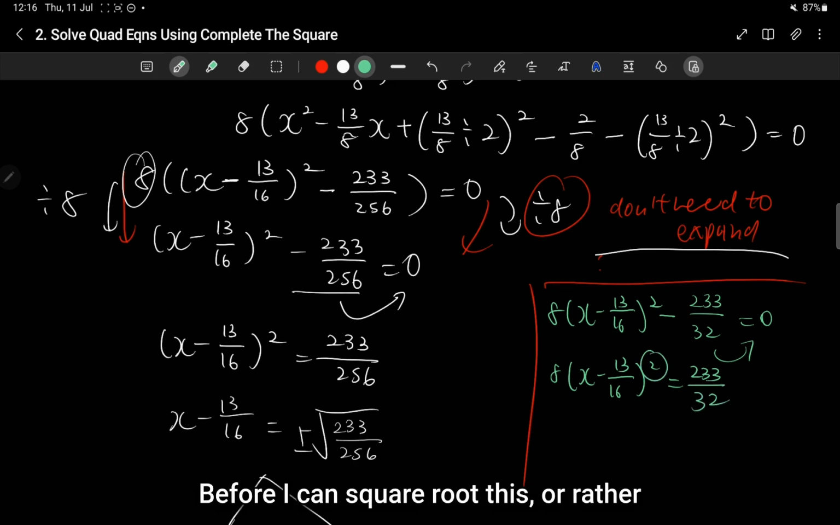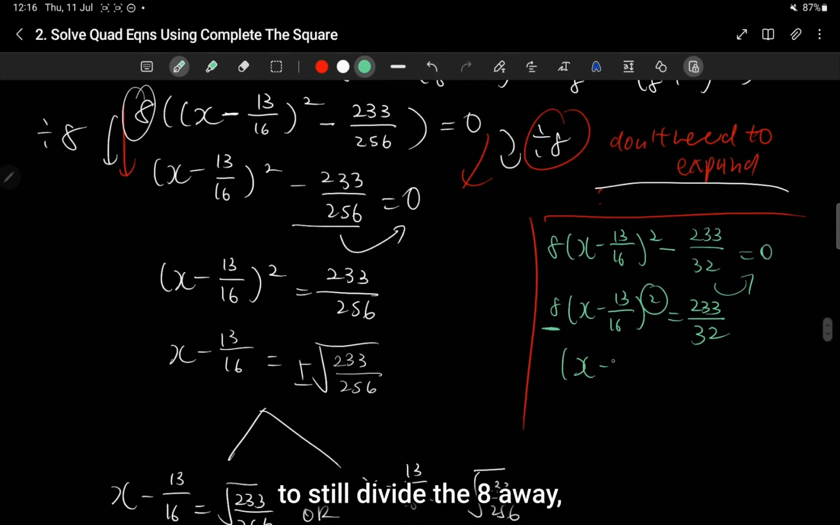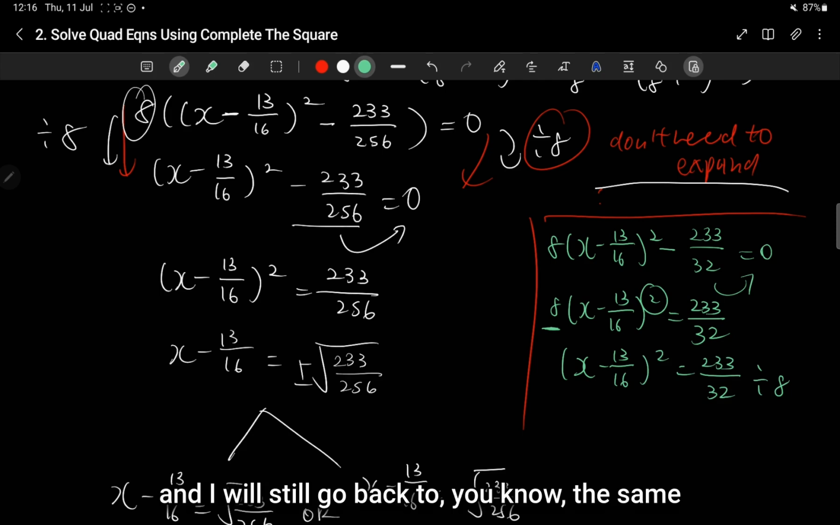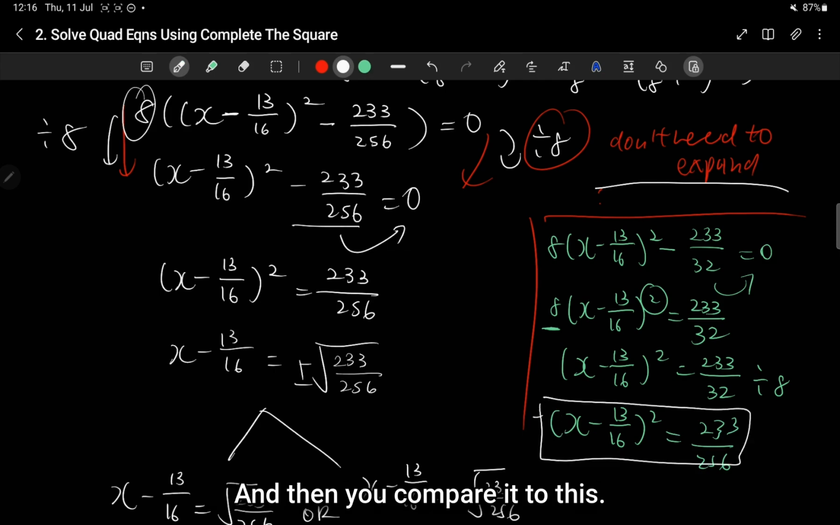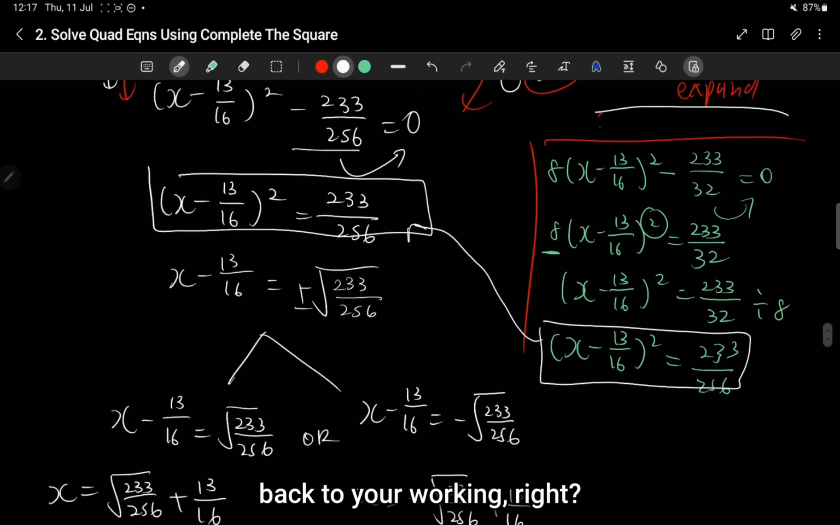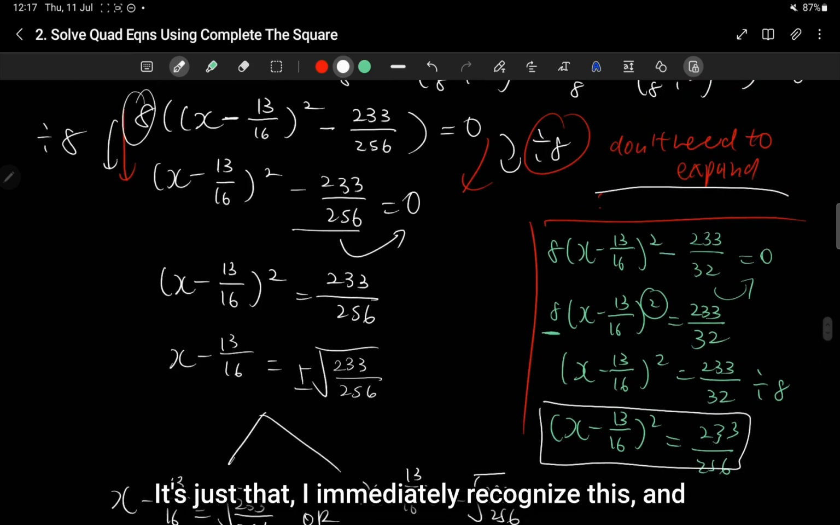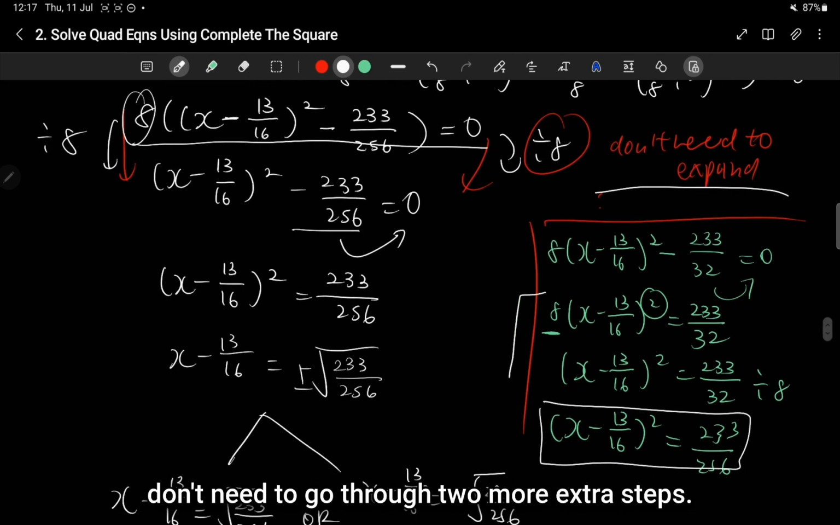Before I can square root this, or rather before I can remove the square, I need to remove the 8 first, right? Because I am going to square root both sides to remove the square. So either way, I will still need to divide the 8 away. And I will still go back to the same working over here, as you see, and then you compare it to this. So either way, you will still go back to the correct working. It's just that I immediately recognize this, and then I straight away remove the 8 so that I don't need to go through 2 more extra steps.